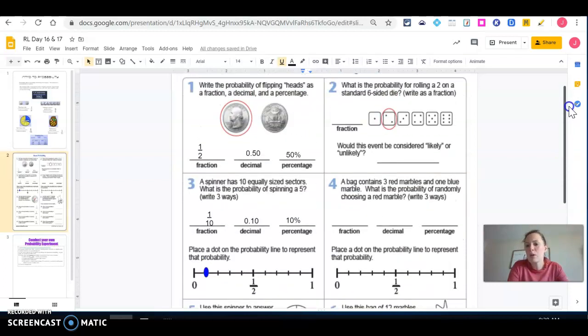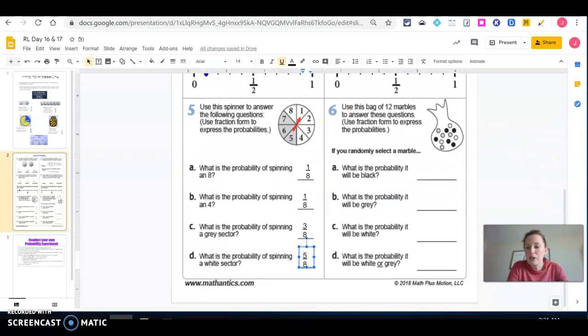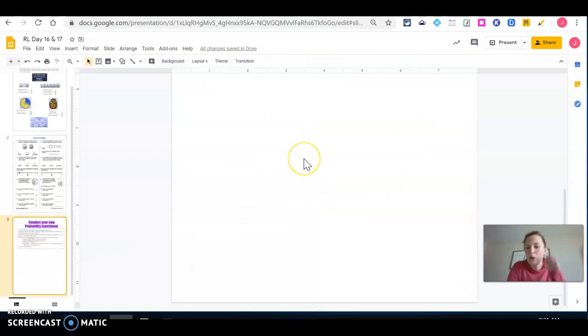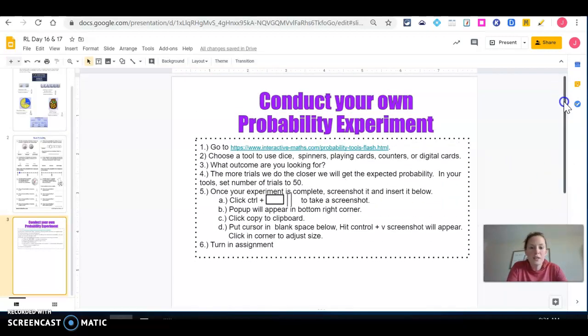Okay, so that could be the first day. You could either keep working and complete the second day, so all your work's done in one, or if you're ready, go ahead and take a break. But what you're going to do is problems 2, 4, and 6, you're going to fill those in. And then the second part, I just want to show you really quickly, is I want you to create or conduct your own experiment.